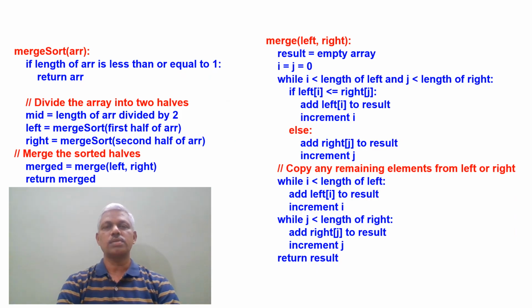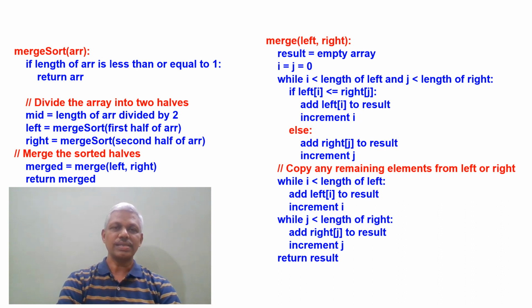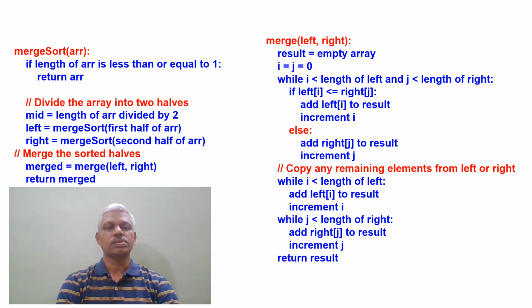The merge sort algorithm takes an array as an input. The first step is it checks the length of the array. If the length of the array is less than or equal to 1, there is nothing to be sorted, just return the array. Otherwise, it calculates the mid. The length of the array is divided by 2, and the integer part is of course used here.